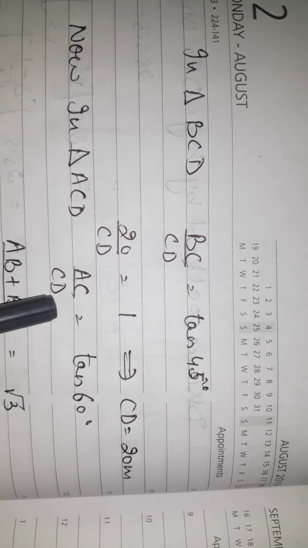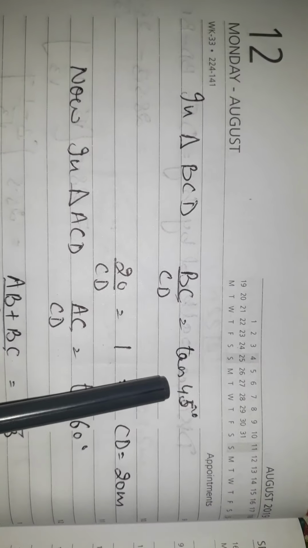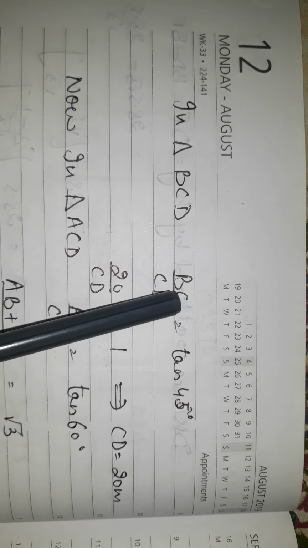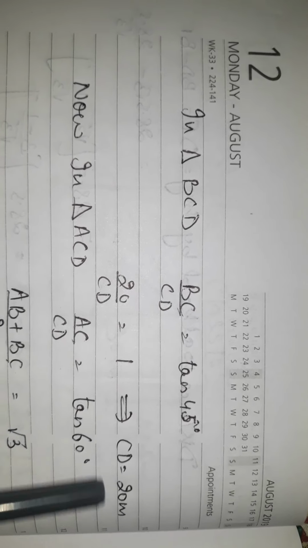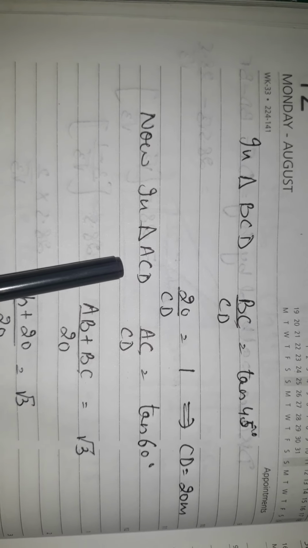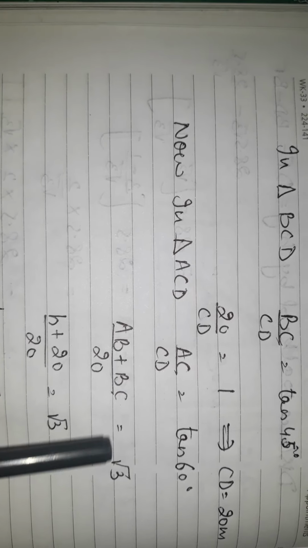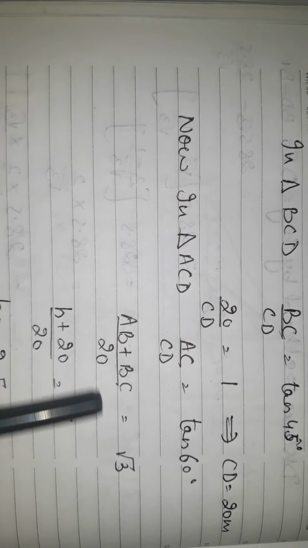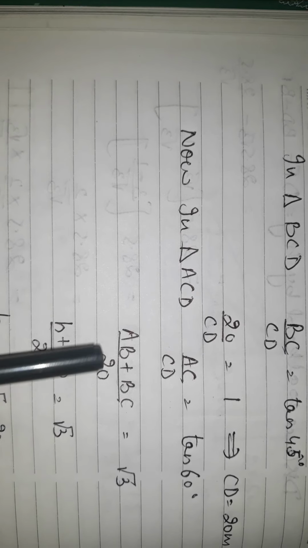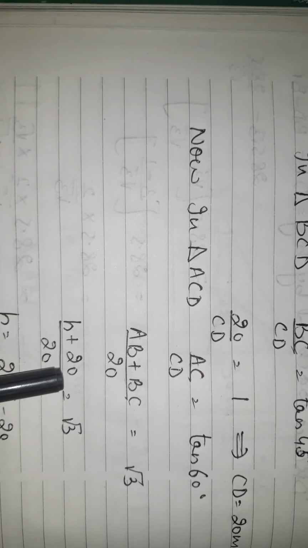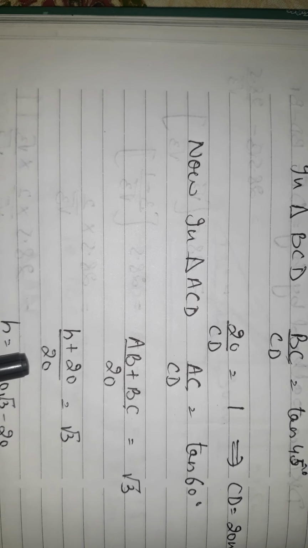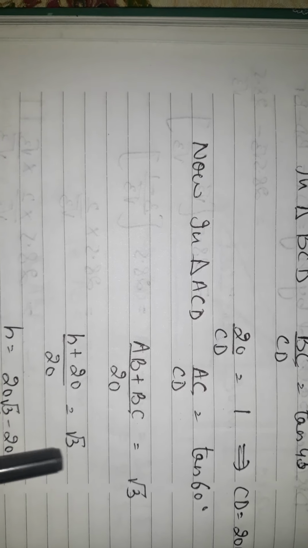This is done here. So in triangle BCD, BC upon CD is tan 45. So tan 45 is 1. So 20 upon CD is equal to 1, which implies CD is equal to 20 meter. So in triangle ACD, AC upon CD is equal to tan 60. AC is what? AB plus BC, upon 20, is equal to root 3. And AB was h, BC is 20. So h plus 20 upon 20 is equal to root 3. From here you can calculate h.